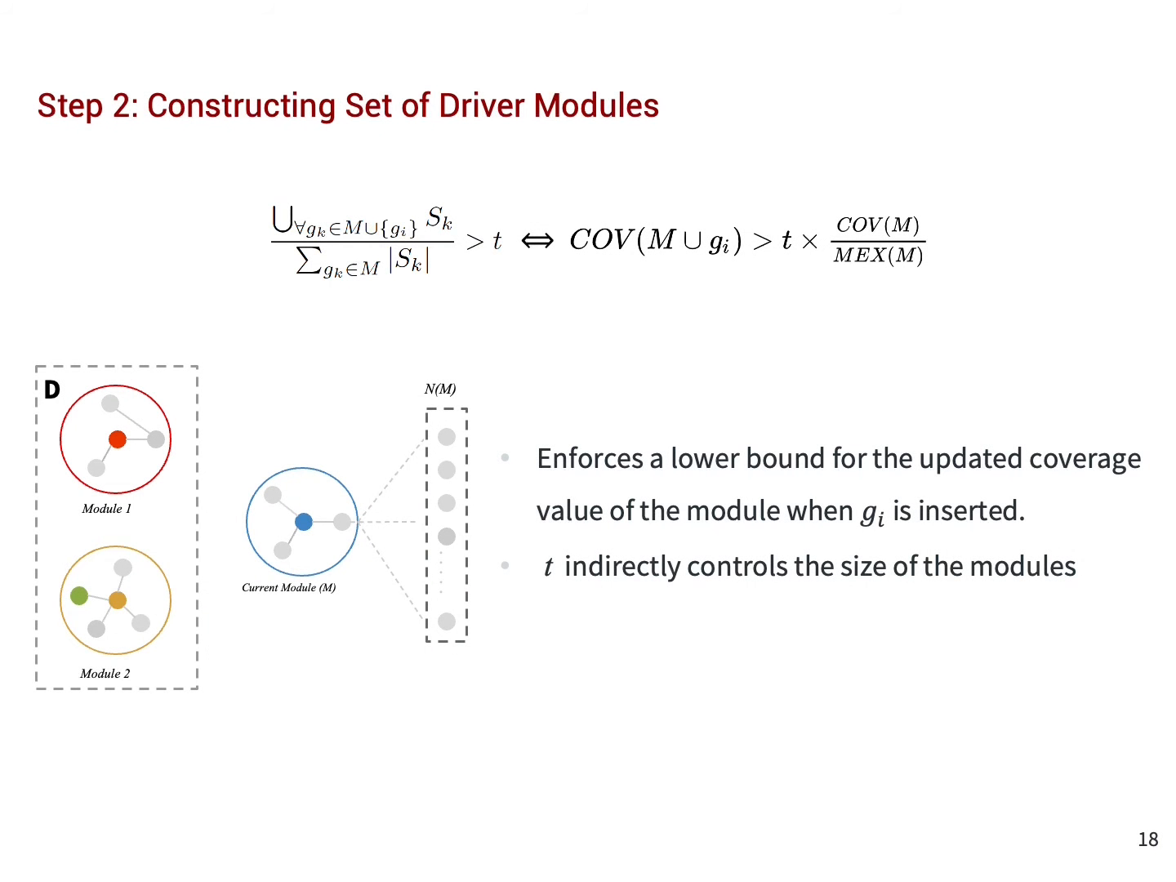The first condition is related to the coverage of the module. The coverage of M with any gene g_i should be more than T times the coverage of the current module over the mutual exclusivity. So this enforces a lower bound for the updated coverage value of the module when g_i is inserted, and T controls the size of the module in an indirect way. When we increase T, we make it hard to include more genes, so the size of the modules is going to be small, and vice versa.